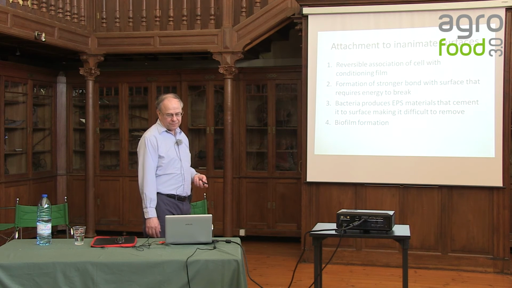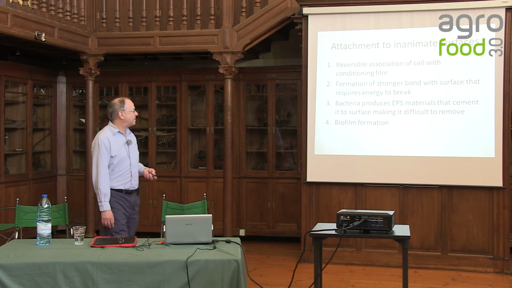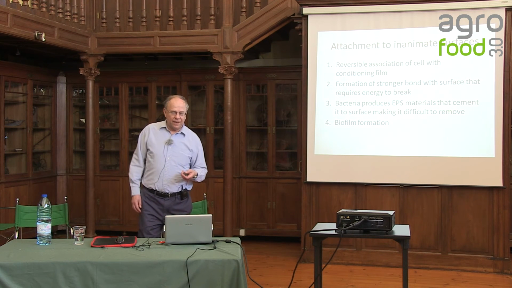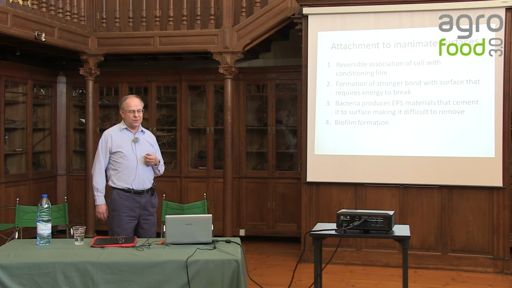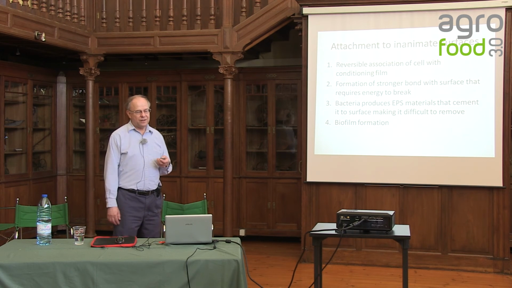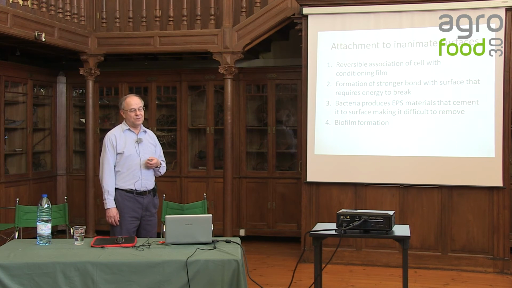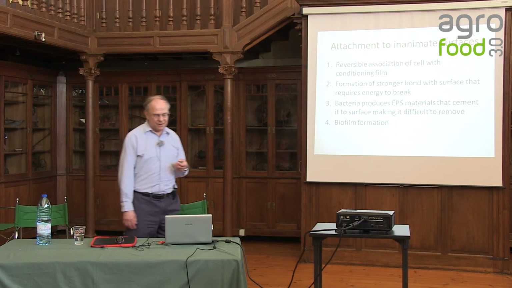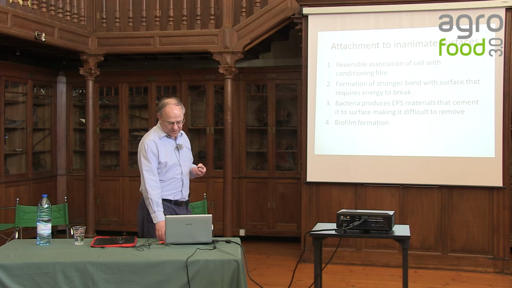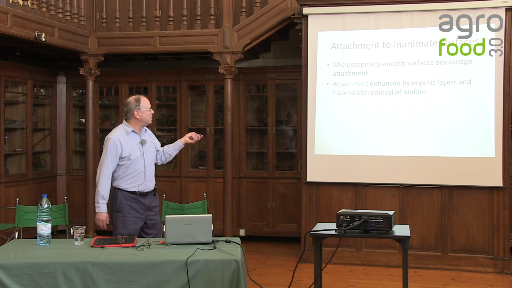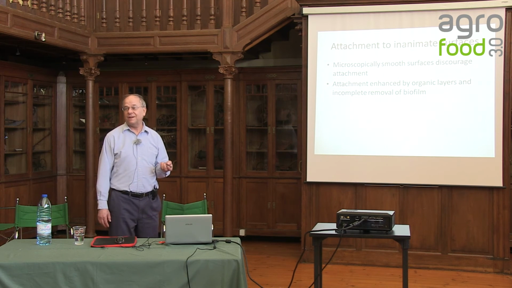And we're looking at attachment to such a surface. We'll get an initial reversible association on a conditioning film, which is just an organic layer that forms that's attracted to it. Then we'll get the stronger bond and the EPS materials. This is what I'm not going to talk about, because Antonio is going to talk about that tomorrow. He might not tell you, though, that the smoother the surface, the less attachment you get.